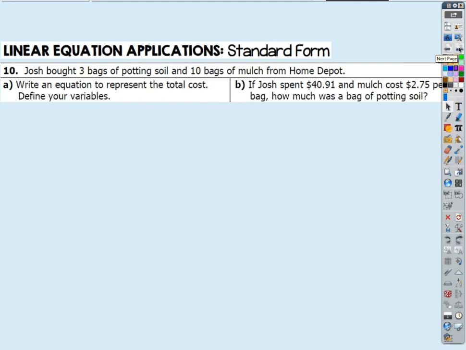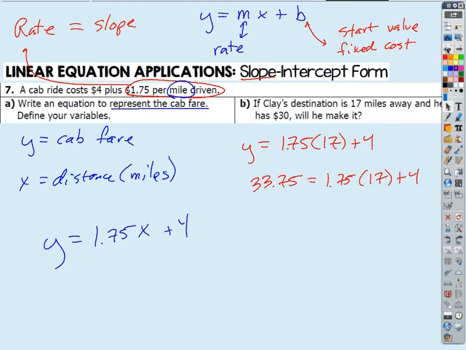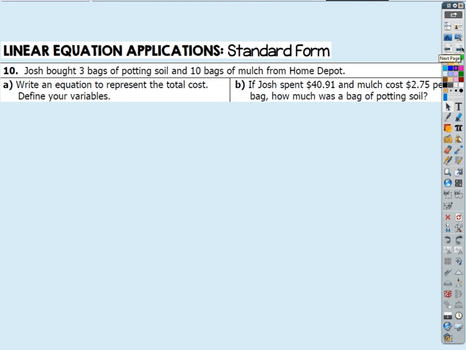So what about the next one over here? This is different, right? Does this have a rate? No, right? In the last one, the two numbers we got were different: one was a fixed cost and one was a rate. That tells you M and B are different kinds of things. But in this case, the numbers we're given are both just bags of stuff, so they're on equal footing. They're just different amounts of potting soil versus mulch. So this one doesn't fit slope-intercept. We'd have to use standard form.